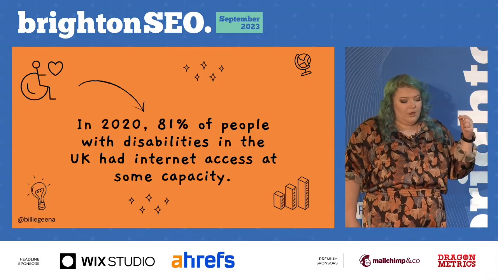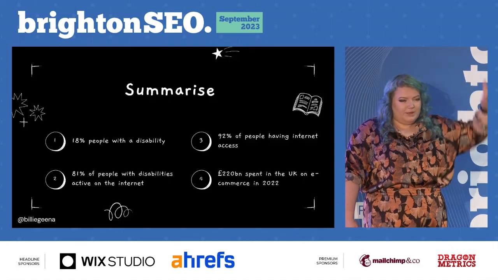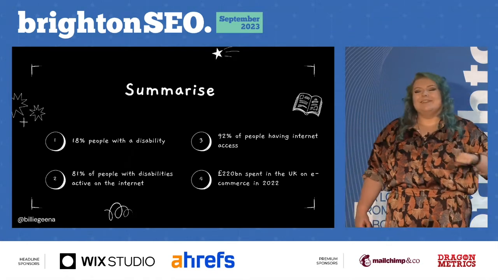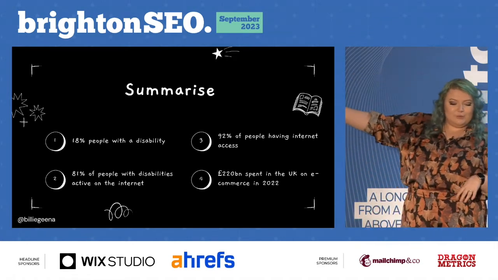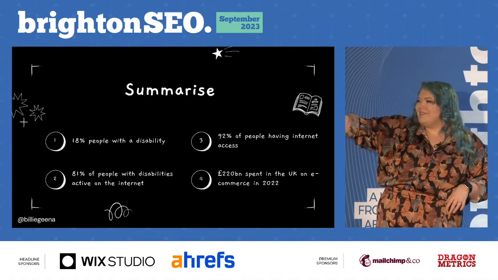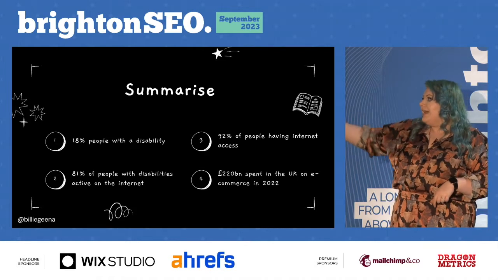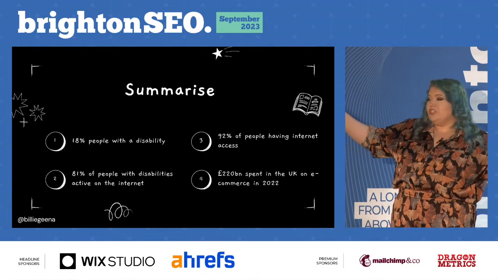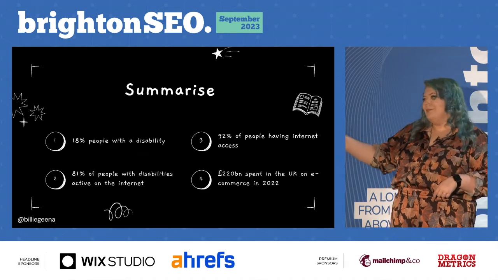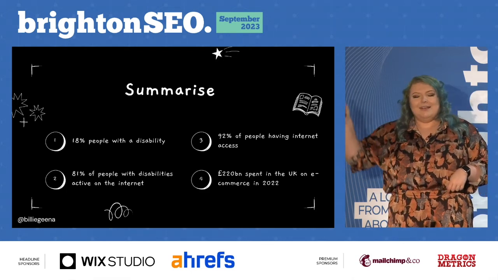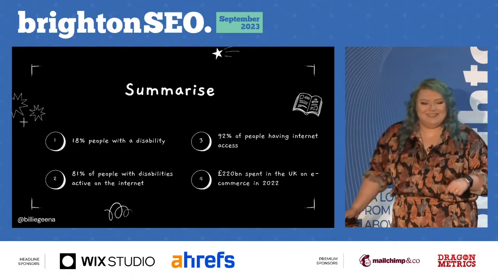For some reason, this slide's here again. We'll ignore it. So to summarize, 18% of people with a disability, 92%, oh, this is the wrong order, 18% with a disability, 81% of people with disabilities on the internet, 92% having internet just in general, and 220 billion pounds spent online in the UK. So now we're mathing, so I'm getting more and more stressed.